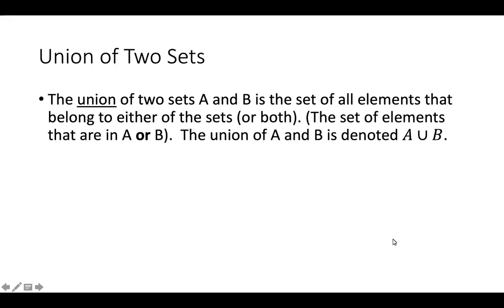And then the union of two sets A and B is the set of all elements that belong to either of the sets or both. In other words, the set of elements that are in A or B. The union of A and B is denoted like this, with a right side up U. All right, so just remember U for union.